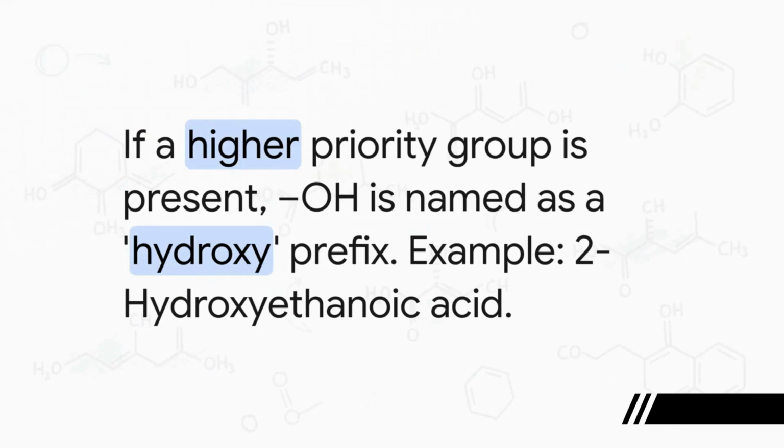Okay, this is a really crucial point for competitive exams. The OH group isn't always the main character. If you've got a higher priority group like a carboxylic acid hanging out in the same molecule, our alcohol group actually gets demoted. It becomes just a substituent. And when that happens, we call it hydroxy. You have to know which groups outrank alcohols. This is a really common way they mix up concepts in the exam.